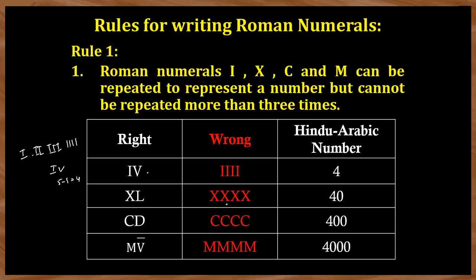If you want to write 10, you can write X here. If you want to write 20, XX. If you want to write 30, XXX. But if you want to write 40, you should not repeat more than 3 times. That's why you should not write X four times. Again, you have to use the same rule which is used to write the 4, which is 50 minus 10. XL means 50 minus 10, which is 40.